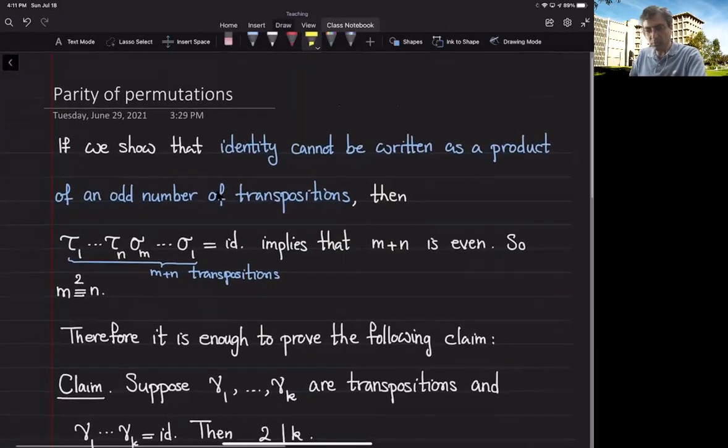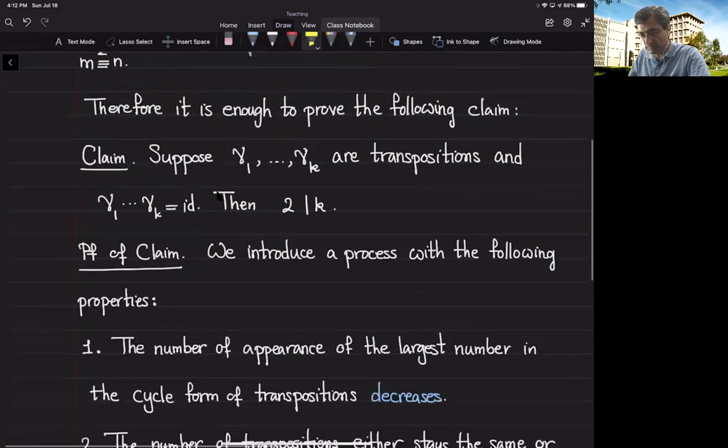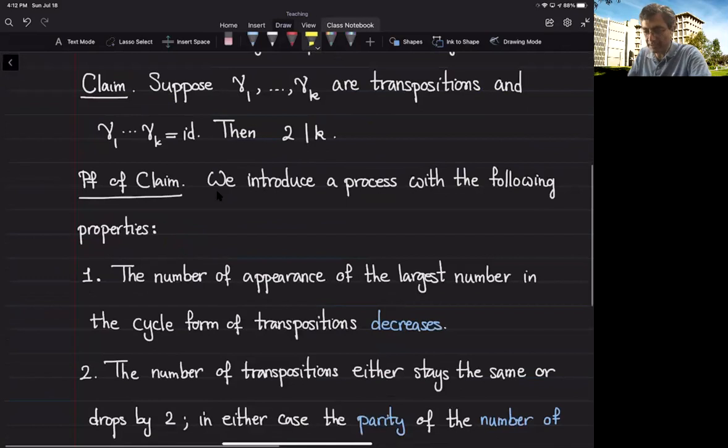So if we show that identity cannot be written as a product of an odd number of transpositions, then we are done. Then we can deduce that the number of transpositions here, which is m plus n, is even, and we get the desired result. So then we focus on the following claim.